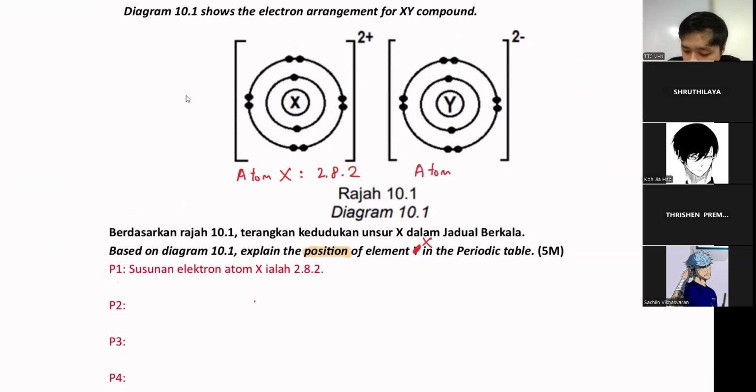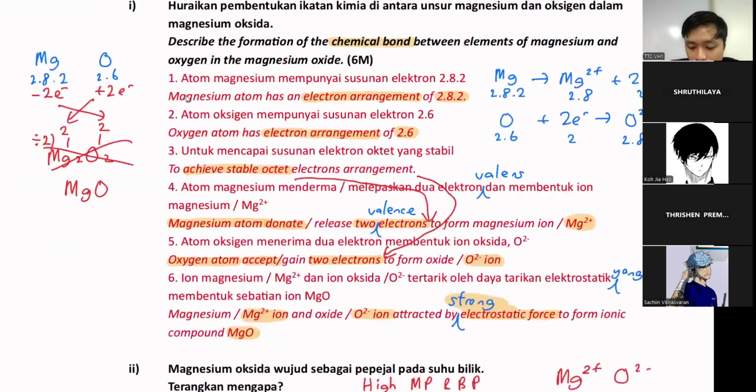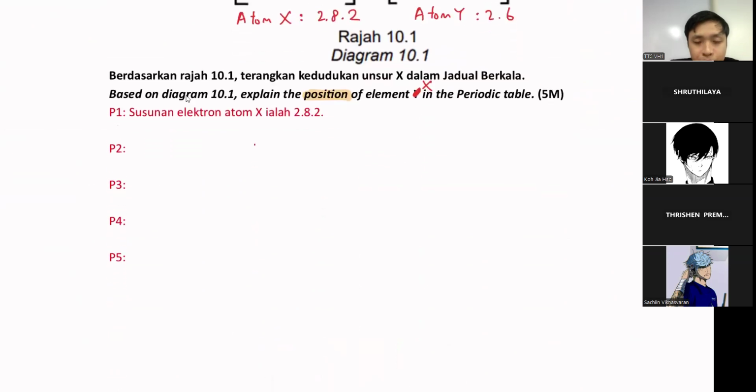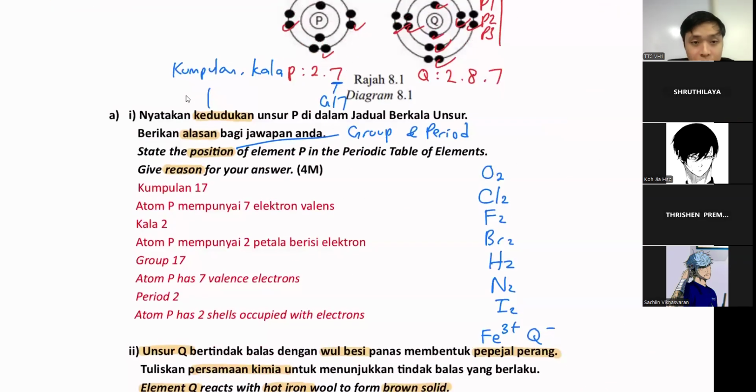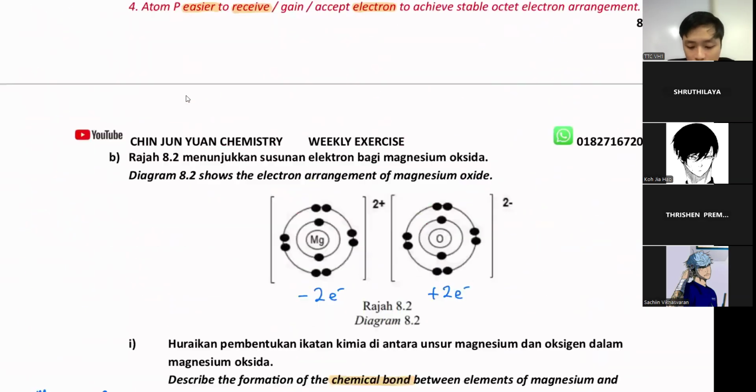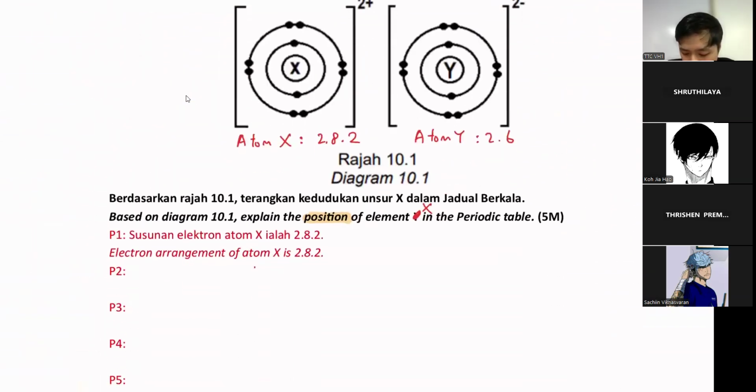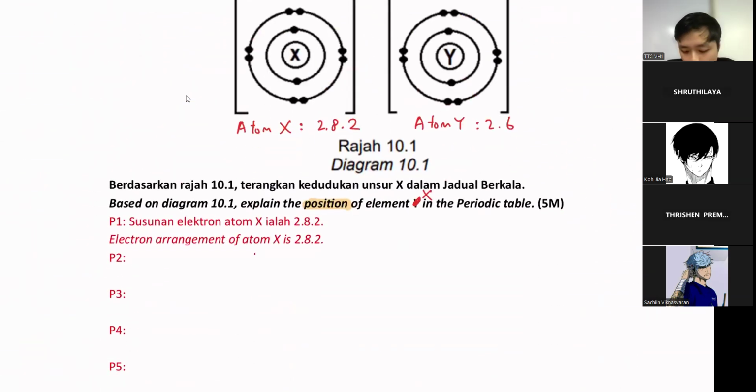If they ask for Y, now it's also 2.8, right? Originally it is 2.6. Actually, same as just now, same as the magnesium ion, magnesium oxide. So we talk about this electron arrangement. Oh, but just now they asked is 2.7. Okay, now it's 2.8.2. 2.8.2. So what group? Group one?